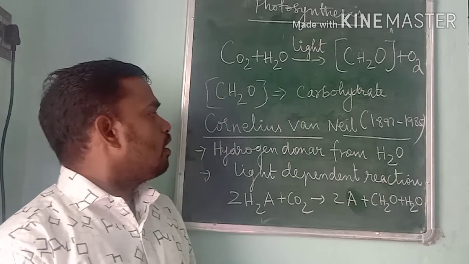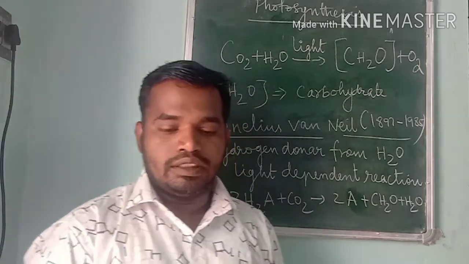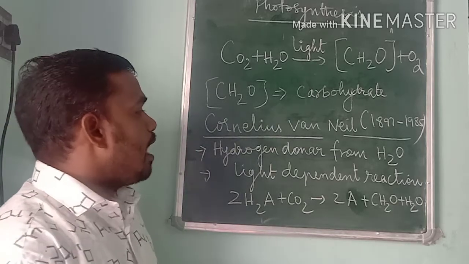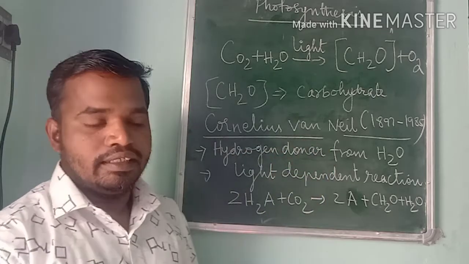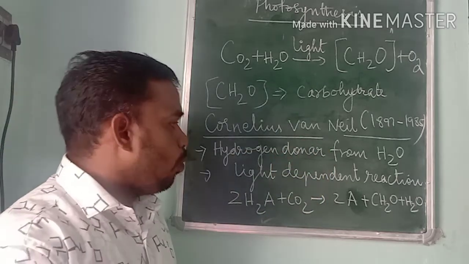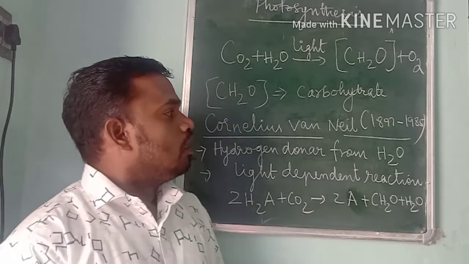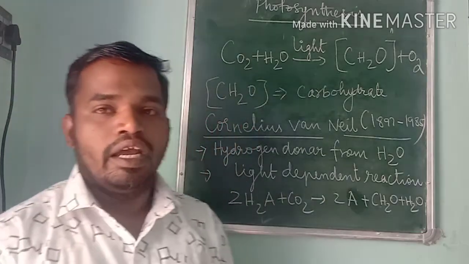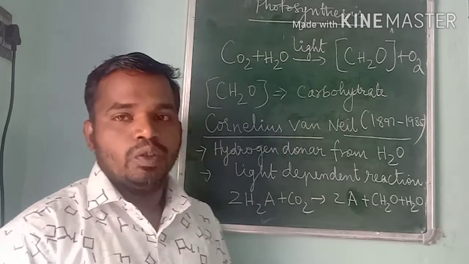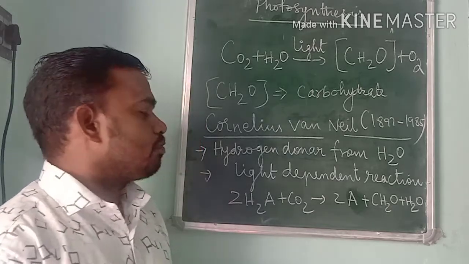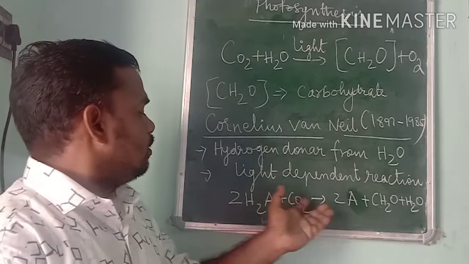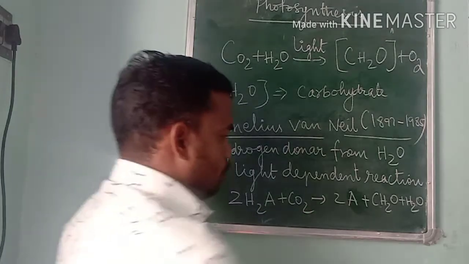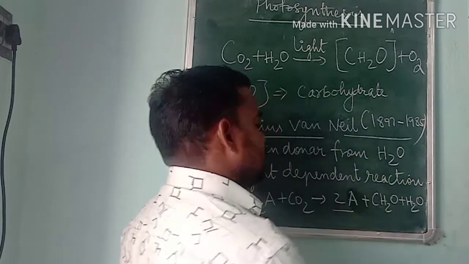So Cornelius Van Niel demonstrated that photosynthesis is a light dependent reaction, where the hydrogen donor from oxidizable compounds reduces carbon dioxide into carbohydrates with the evolution of oxygen molecules. So look at this equation: 2H2A plus carbon dioxide gives 2A and CH2O plus H2O.